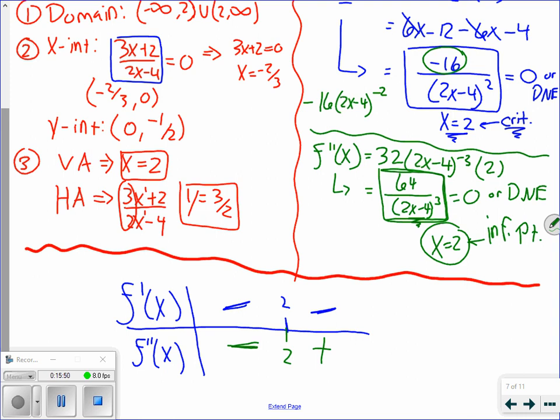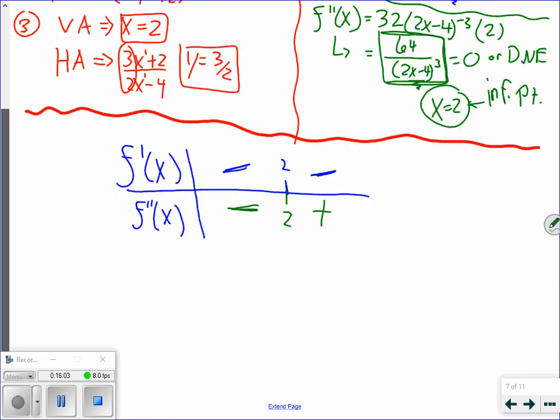So we have found a bunch of information here. We found inflection points, we found critical points, and they happen to both be at 2, which means the vertical asymptote. We found out that it is decreasing and decreasing. We found that it was concave down and concave up. So we're going to use all of this information to graph this function.